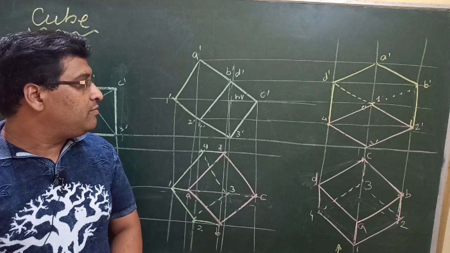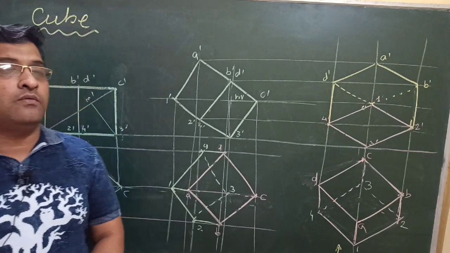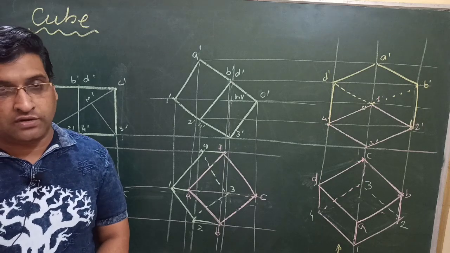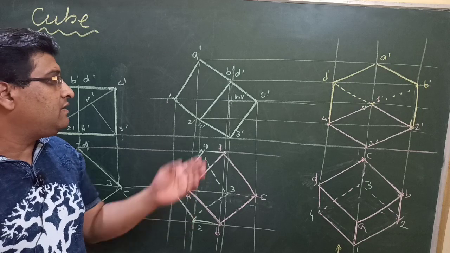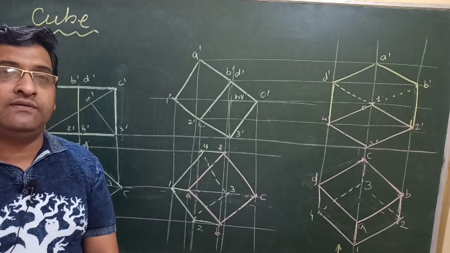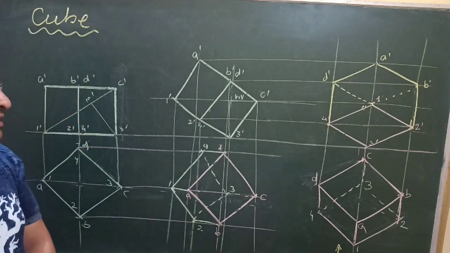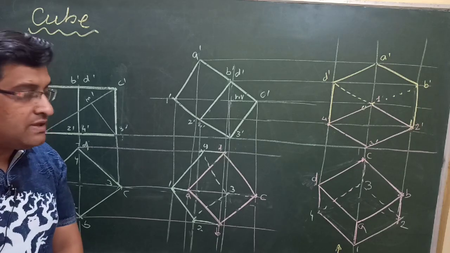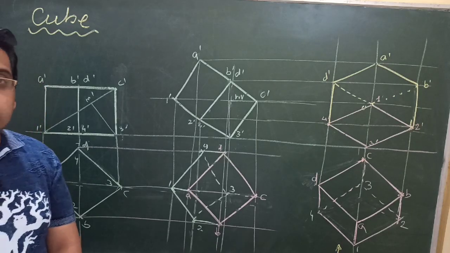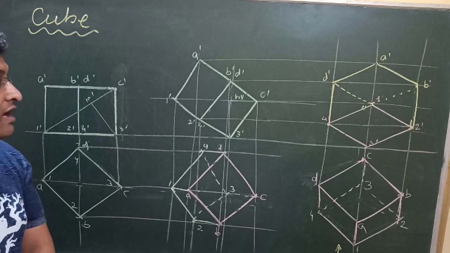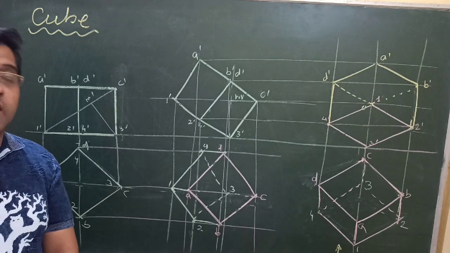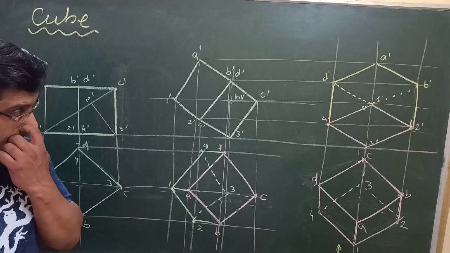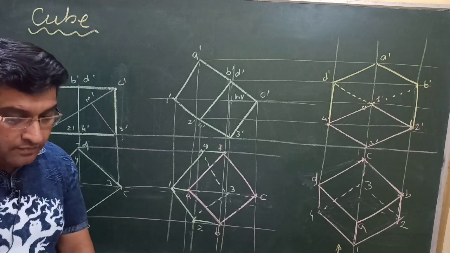In today's video we will be discussing a very special problem of projections of solids. Here we have a cube with the length of the sides equal to, say for example, 30 mm. The cube is resting on HP with one of its corners and the solid diagonal of the cube is perpendicular to the vertical plane, any one of the solid diagonals. So let us start with the problem.